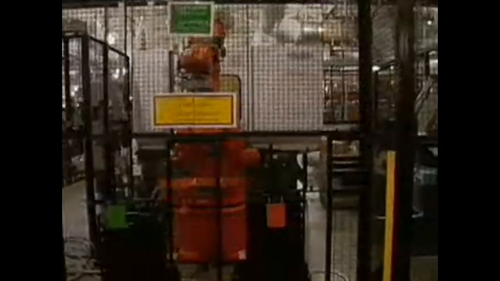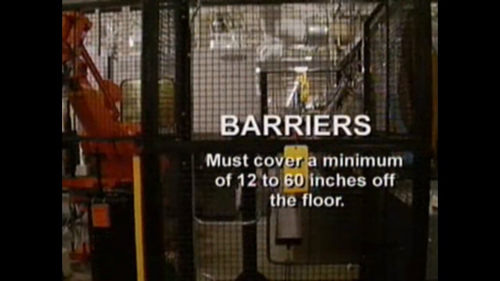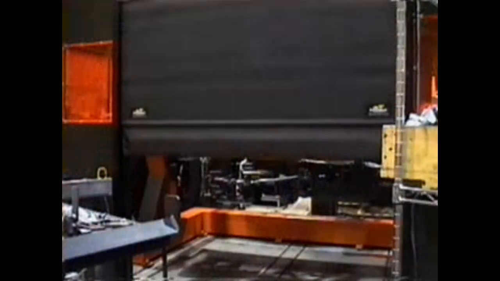In this application, a high fence serves as a barrier. Barriers must cover an area between 12 inches and 60 inches off the floor as a minimum. Barriers shall contain hazards like loose parts, which would become projectiles. Flash curtains can also contain hazards, but mainly serve to protect the personnel's vision from the arc welding process.